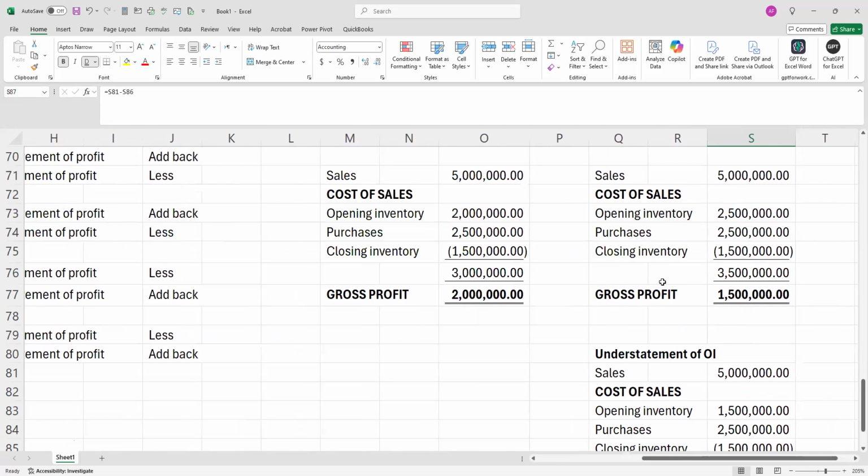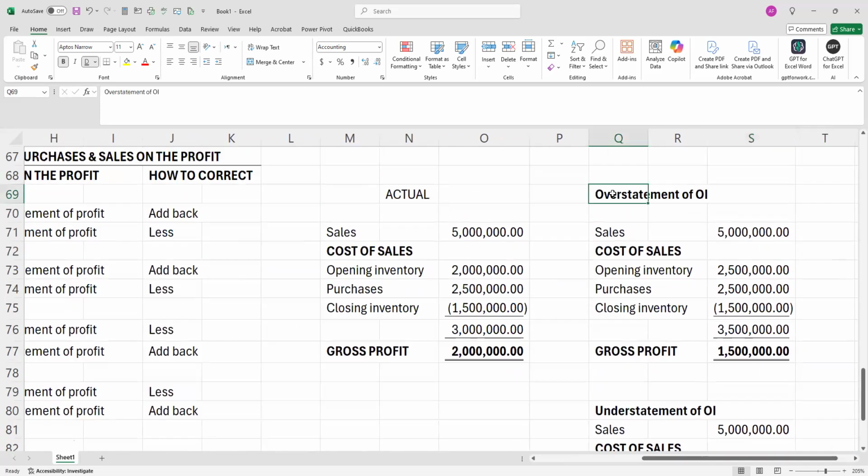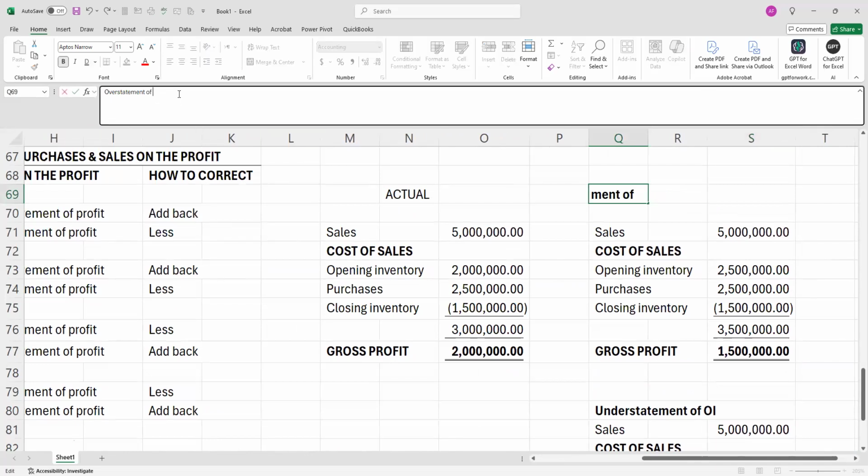The same concept will happen with purchases. Overstatement of purchases.